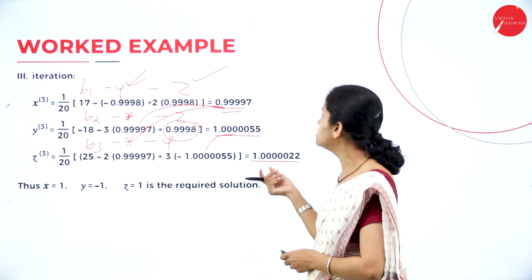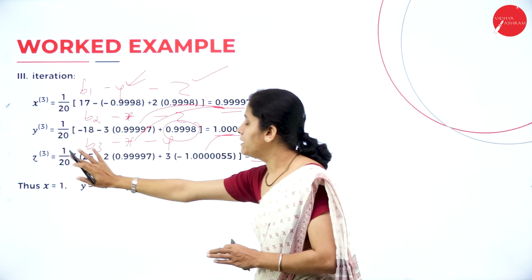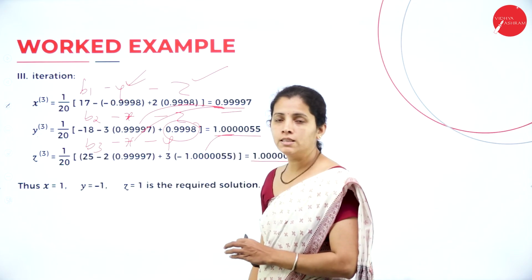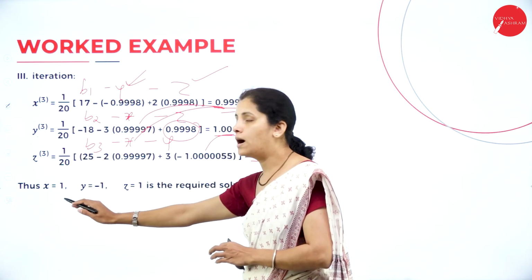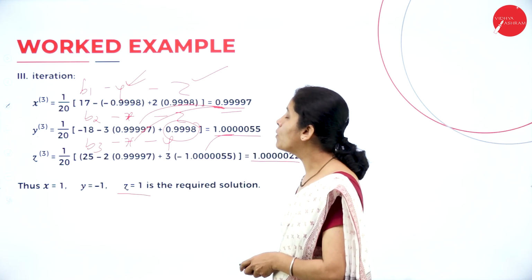Now if I consider my previous solution as well as present solution, see, there is an approximate value. That means there is a similarity. So finally I'm going to write the conclusion that x equal to 1, y equal to minus 1 and z equal to 1.